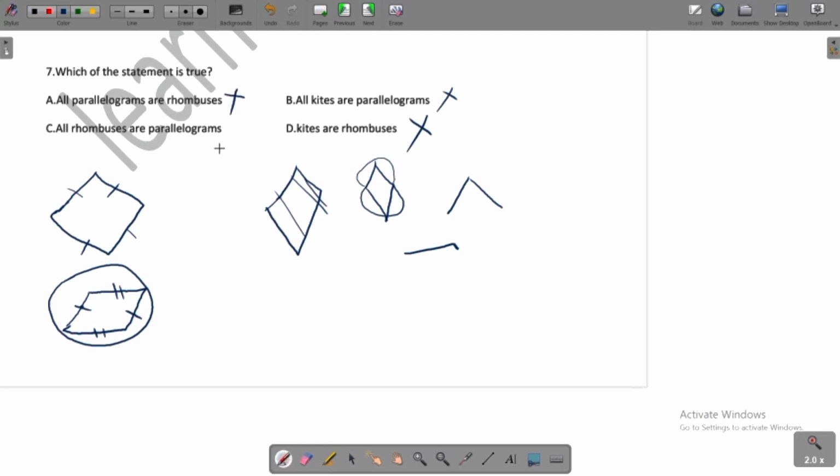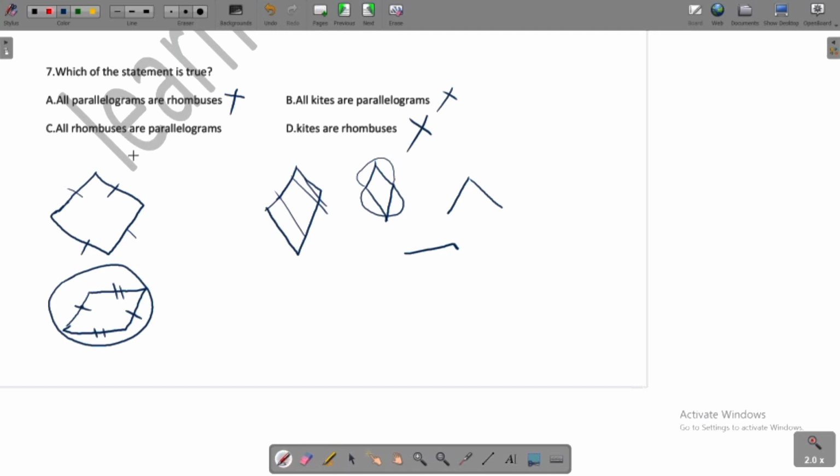But not all parallelograms have four equal sides. So if a parallelogram has four equal sides, then it is also a rhombus, because a rhombus must have four equal sides. So all parallelograms are rhombuses. That's a wrong statement. But we look at the third one.